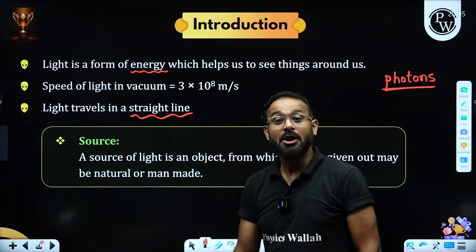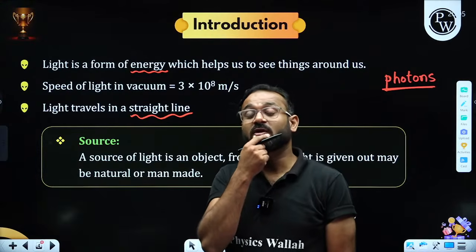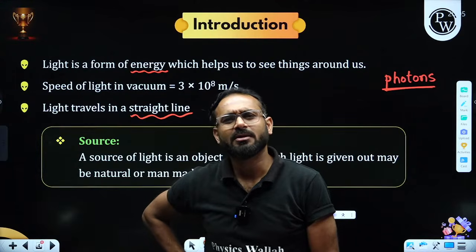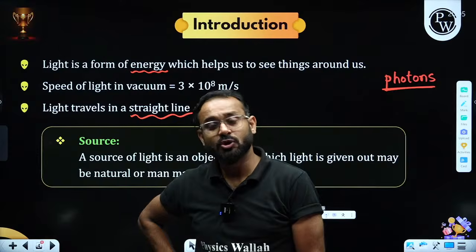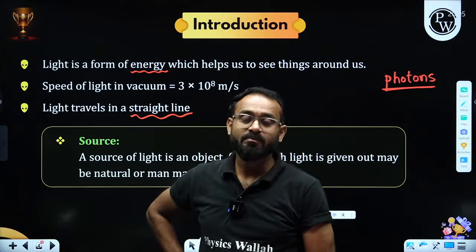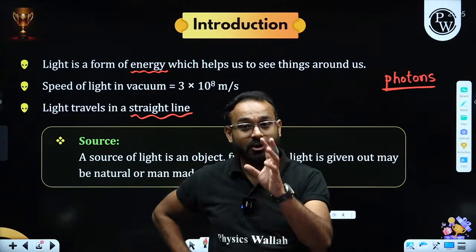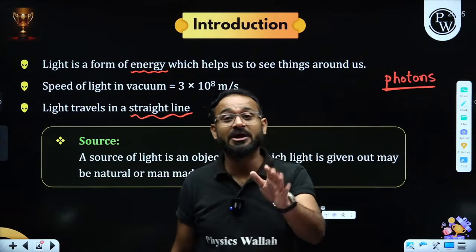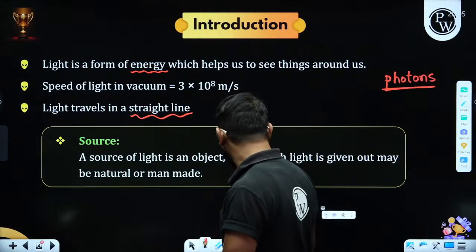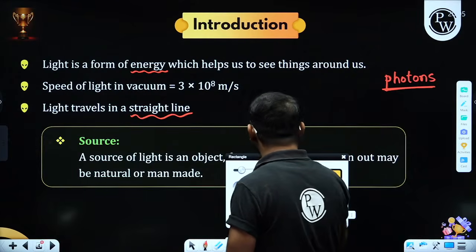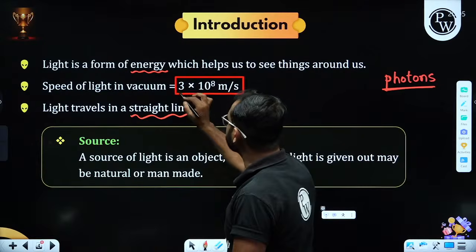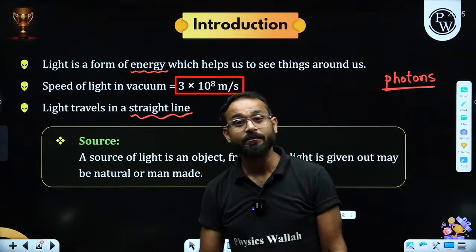Yes? Now, yes sir, what else? Sir, what will be the speed of light? Sir, is it very fast or slow? So when we talk about light in vacuum, when there is no atmosphere, the speed of light will be, sir, 3 times 10 to the power 8 meter per second. This will be the speed of light in vacuum.